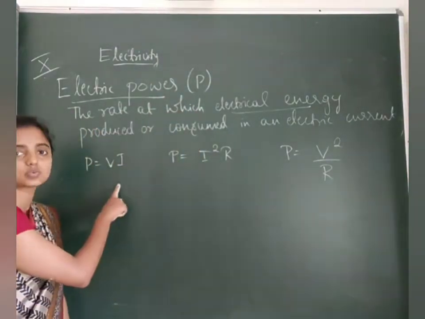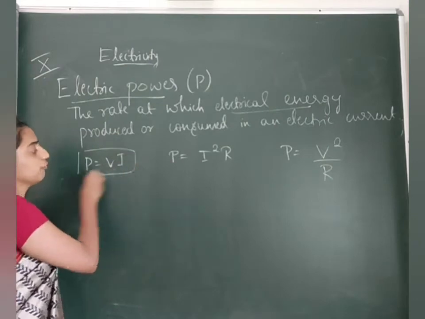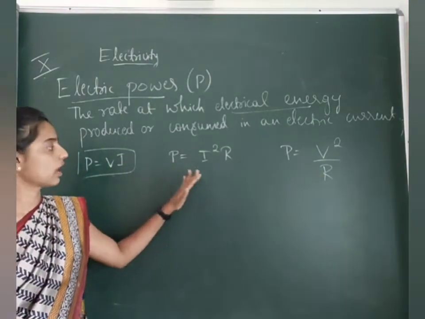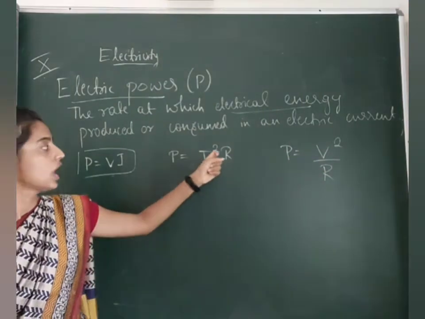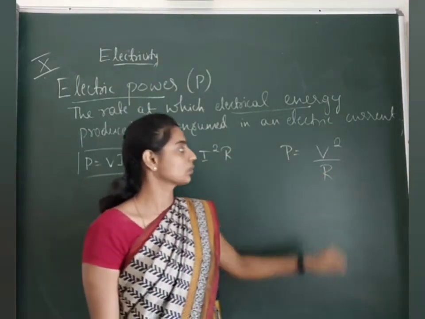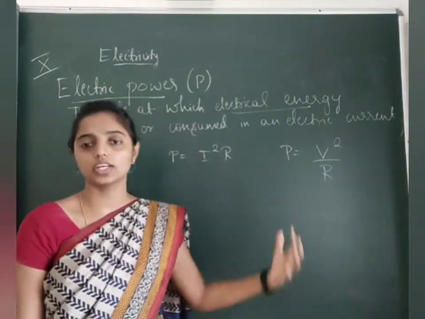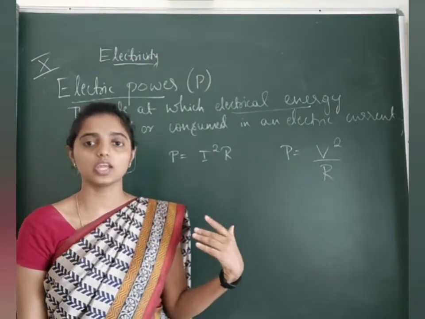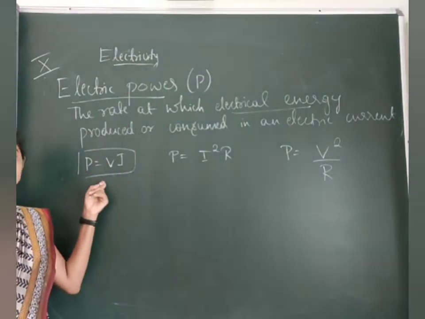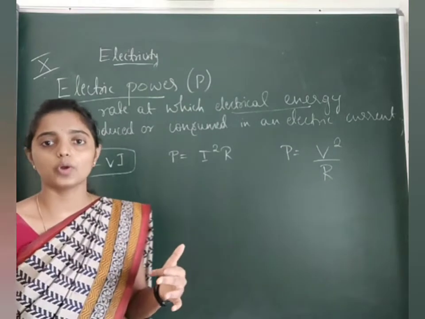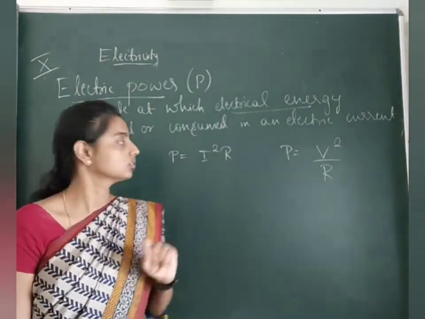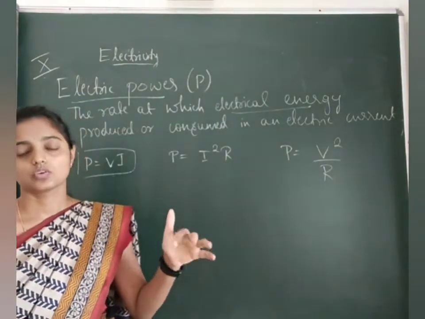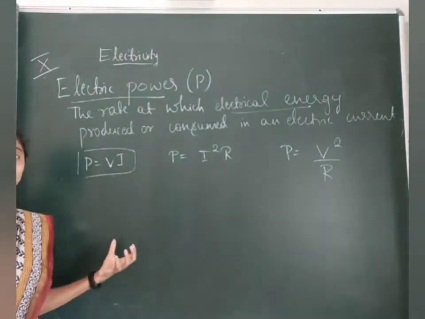Mainly we will be using this one, that is P is equal to VI. Apart from this, we have these two formulas: P is equal to I square R, and P is equal to V square by R. Now let us see how we got these three formulas. I hope you already know how we got this one. In the Joule's law equation, we derived P is equal to VI. I'll explain one more time how we got that one.